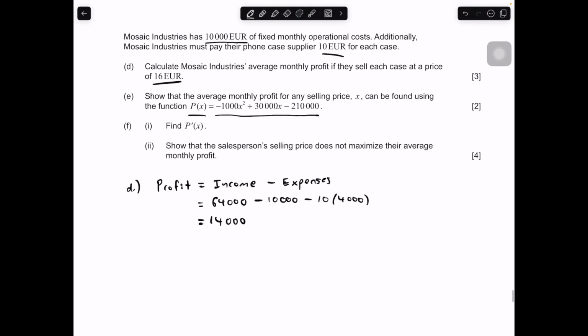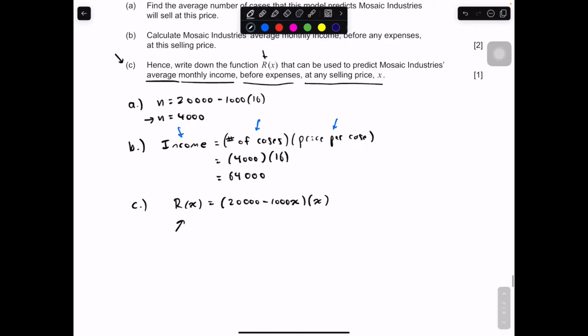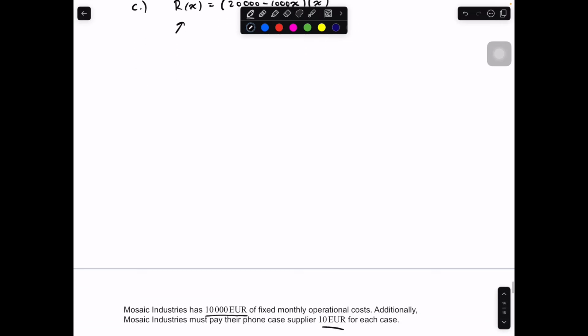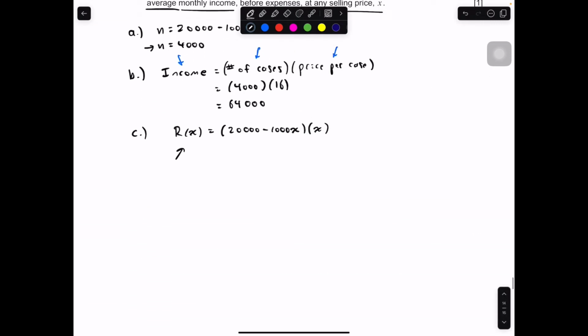Okay. So profit is still given by income minus expenses, and we do have a formula for income already. The generalized form for income is 20,000 minus 1,000x, times x. That was how much gross revenue, that was what we had up here, this revenue that they earn.